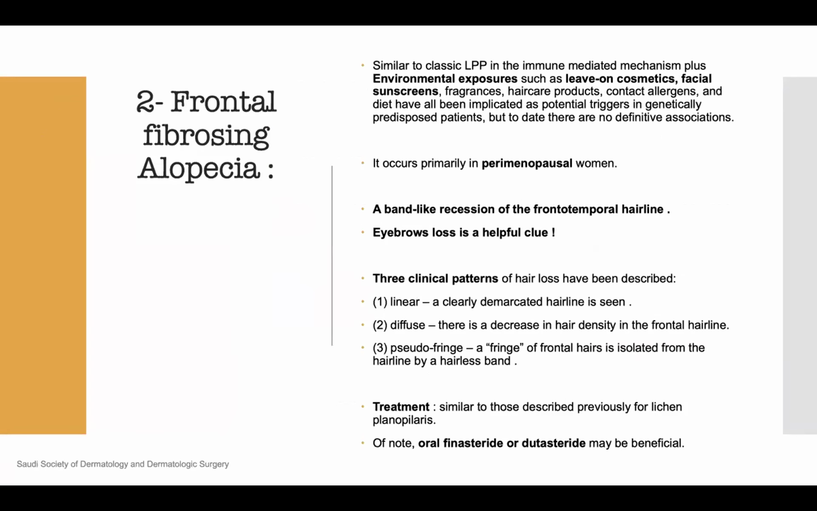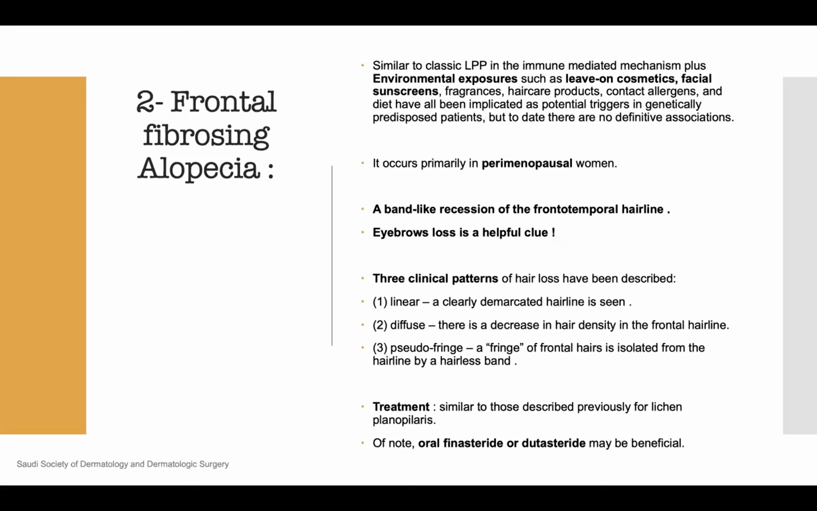The second type of lichen planopilaris, in addition to the classic type, is frontal fibrosing alopecia, which shares similar pathophysiology and mechanism of action. In addition, environmental factors such as leave-on cosmetics and facial sunscreen can induce frontal fibrosing alopecia. It is common in pre- or post-menopausal women. It's a band-like recession of the frontotemporal hairline, and eyebrow loss can usually be found as a helpful clue.